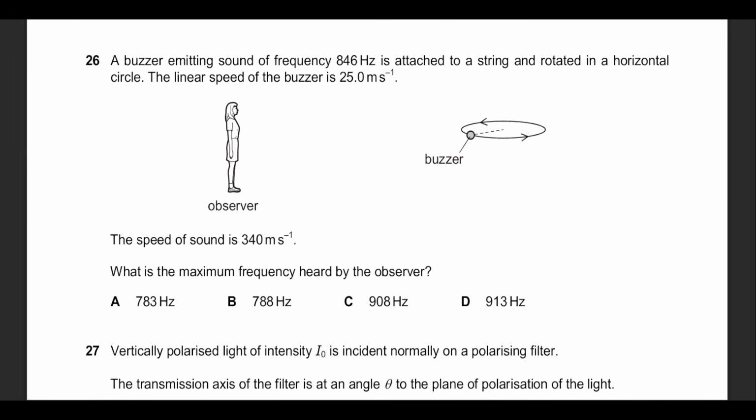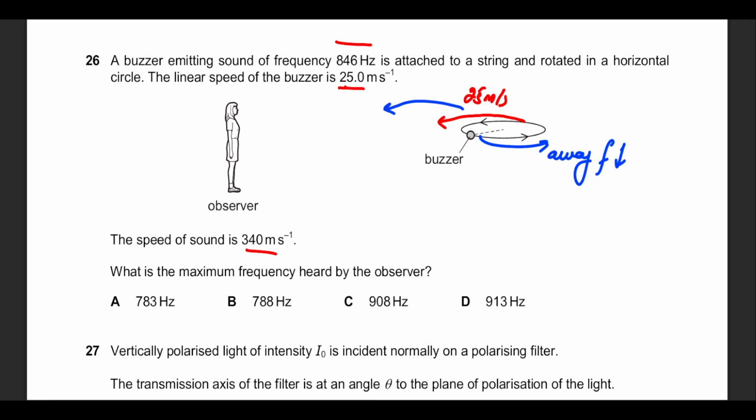Question number 26, he says a buzzer is emitting sound of frequency 846, string attached. The buzzer is moving at 25 meters per second, which means that it is coming towards you at that moment with a speed of 25 meters per second. He says sound is 340. This is a question from the Doppler effect. What is the maximum frequency heard by the observer? It's only maximum when the buzzer is moving towards you. When the buzzer is moving away, the frequency generally falls down.